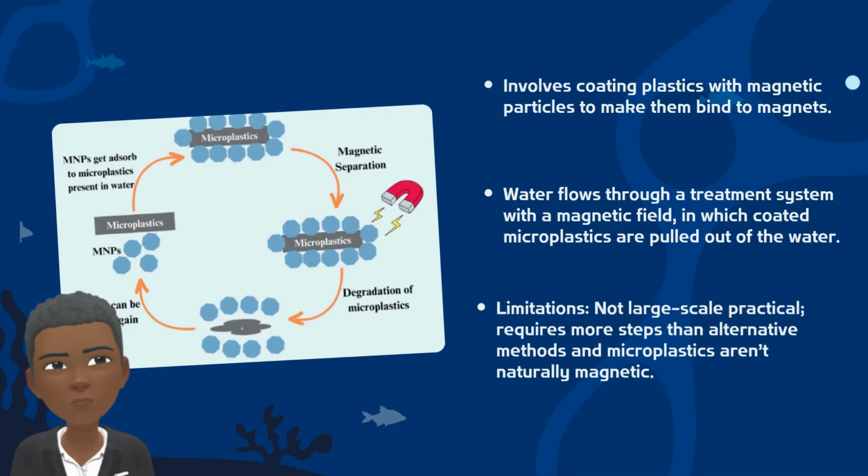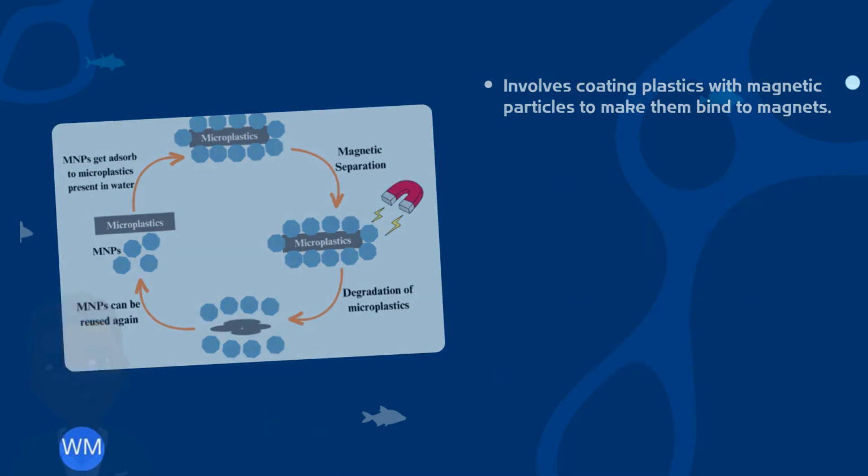Some advantages of this process include that it's relatively swift, it can capture particularly small microplastics, it's scalable, and environmentally friendly. However, some disadvantages include that it can cause secondary contamination because magnetic nanoparticles are constantly being reused. And also, it's affected by key water characteristics such as pH. In addition, it's not practical on a large scale, it requires more steps than alternative methods, and microplastics aren't innately magnetic.